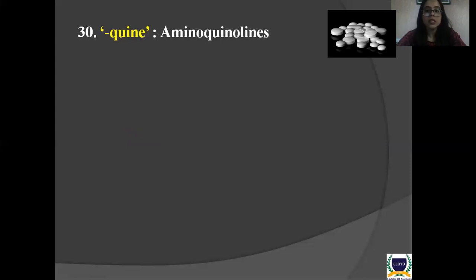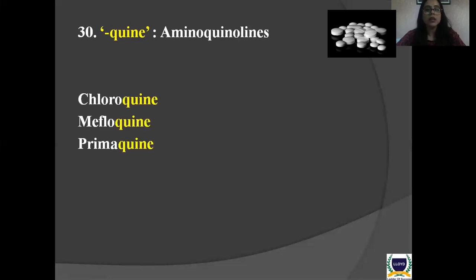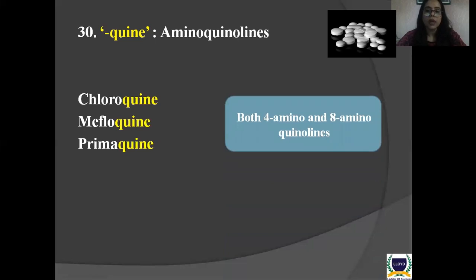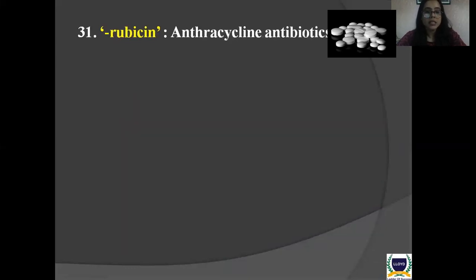Quine indicates these are aminoquinolines. The drugs under the same suffix quine are chloroquine, mefloquine, and primaquine. These are drugs having the 4-amino and 8-amino quinolines, but ending with the same suffix, that is quine. So these are the aminoquinolines. Our next type of suffix is rubicin.